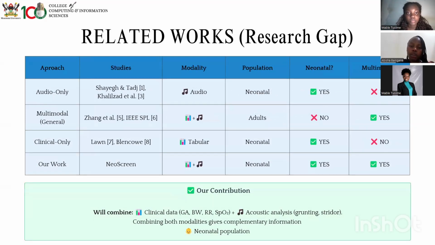Then from here, the research gap that we managed to identify was that the works that exist either used audio only or used clinical data only, or did a combination of both, but then they were not specific to the population, to our target population, which is neonates. And therefore, that's where our solution comes in, whereby our population is going to be neonates, and the data, we are going to look at a multimodal approach of both clinical data and acoustic analysis.